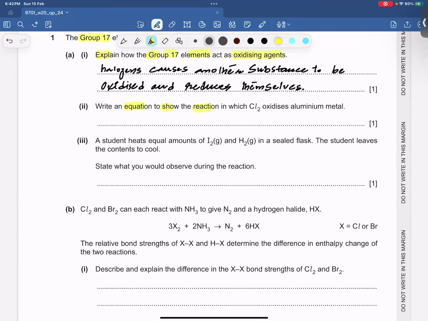Write an equation to show the reaction in which chlorine oxidizes aluminum metal. By the way, according to my redox lecture in theory classes, I've told you all metals are reducing agents. So technically, aluminum metal is a reducing agent, and chlorine is basically an oxidizing agent, which is why the reaction is going to be redox. So I'm going to write the equation like this. This is aluminum reacting with chlorine, converting into aluminum oxide. Oh, aluminum chloride, my bad. Okay, so that's the equation.